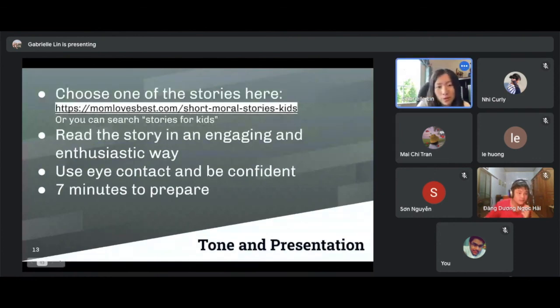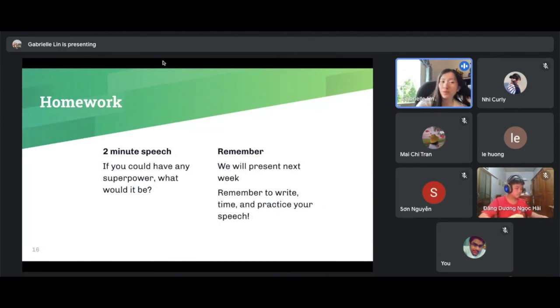Yeah, great job. This is a really cool story to pick. Love this story. Love the way that you read it. Good job.